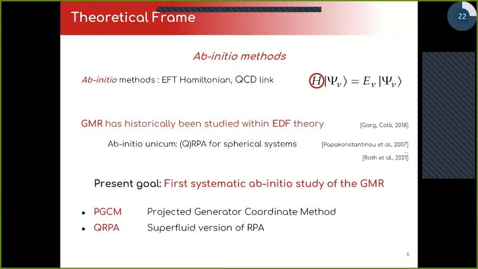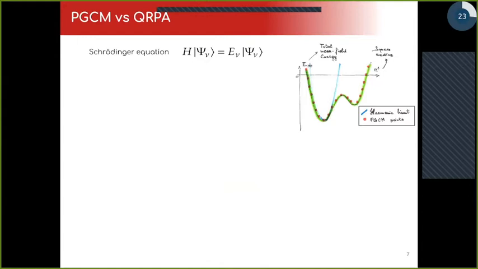In this work, I'm investigating this phenomenon using QRPA, so this superfluid version of random phase approximation, but also something which is quite new, also from the energy density functional point of view, which is the projected generator coordinate method. It is a method already widely used for many aspects, but has been scarcely used to address this resonance problem. What are these two methods I'm mentioning?